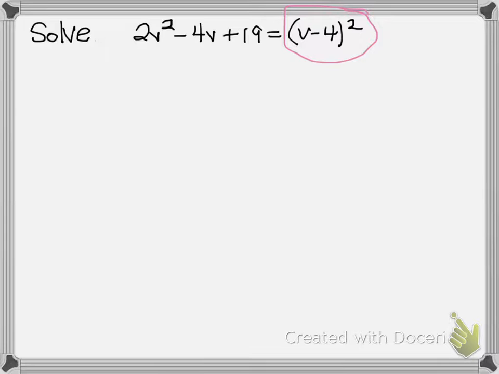So the first thing I want you to do is to figure out what v minus 4 squared would be equal to. So I want you to FOIL it. So you have v minus 4. Do you already know what it is, Tristan? What is it? I don't know.